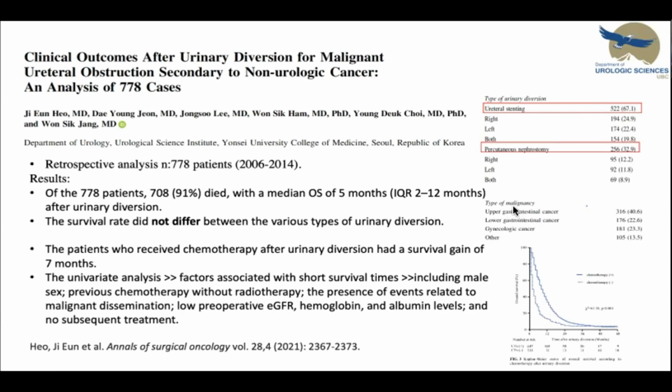We see here the type of malignancy: upper GI cancers represented 40%, lower GI cancers 22.6%, gynecologic cancer 23.3%, and others 13.5%. And here we see the overall survival gain in patients receiving chemotherapy compared to non-chemotherapy after drainage.